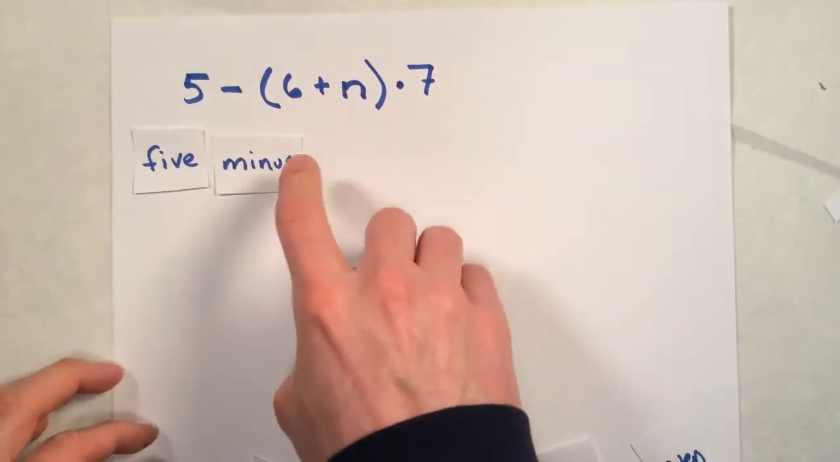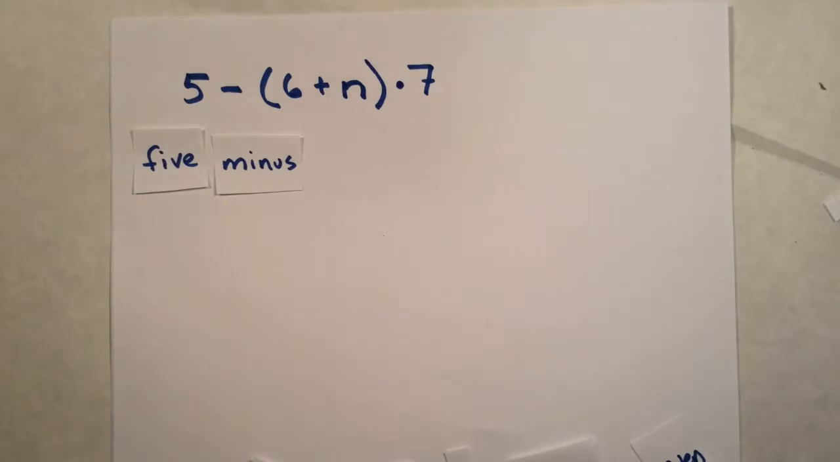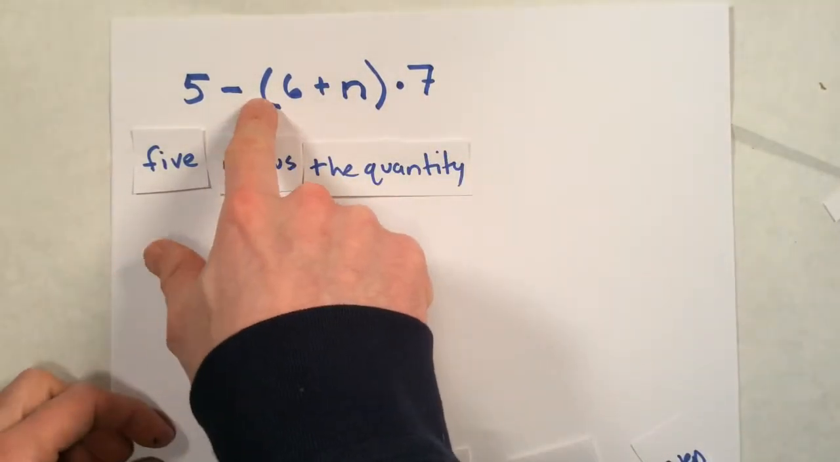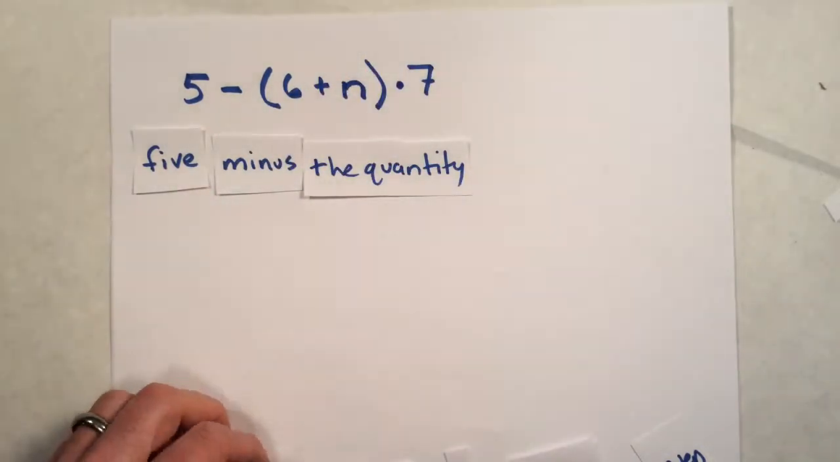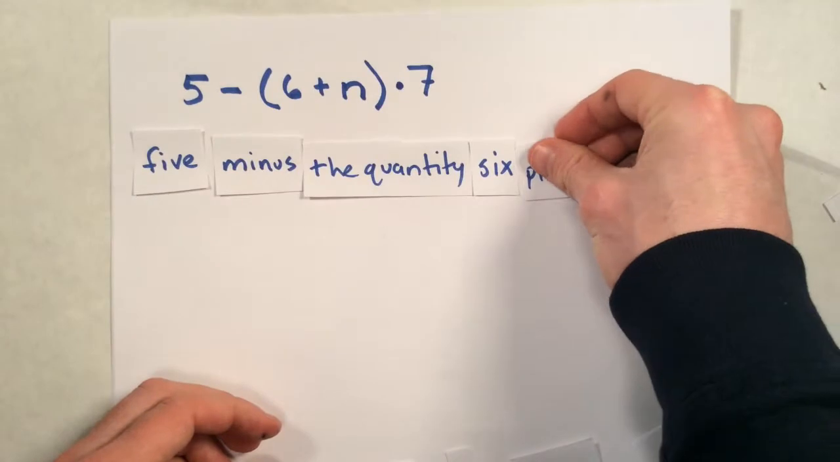Minus. Now, when we have an open parentheses on the left-hand side, we use the words the quantity to open the parentheses. And we continue reading from left to right. 6 plus n.